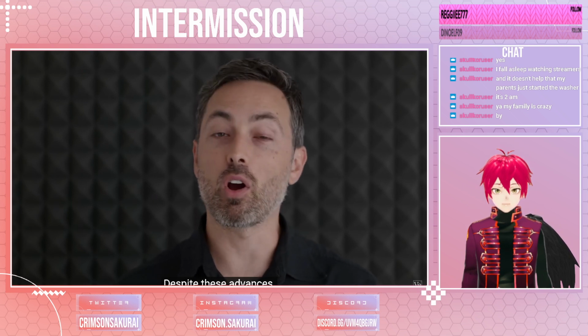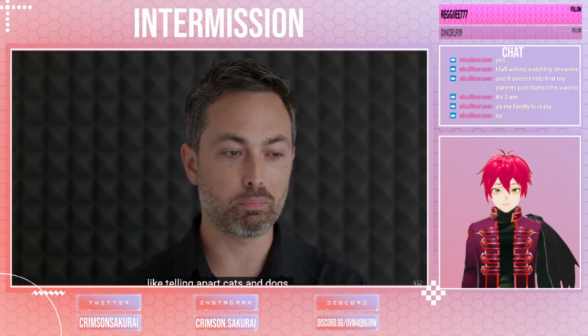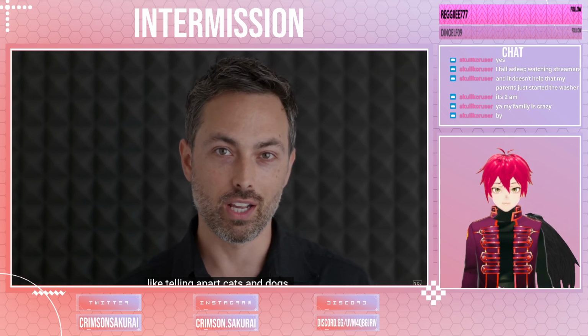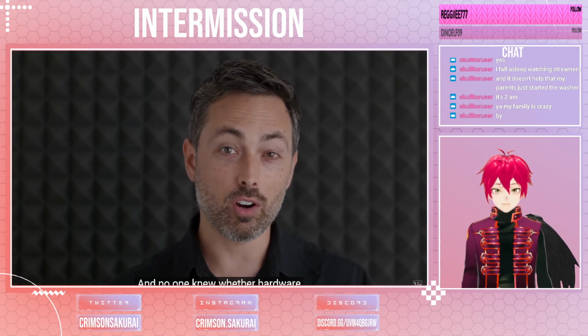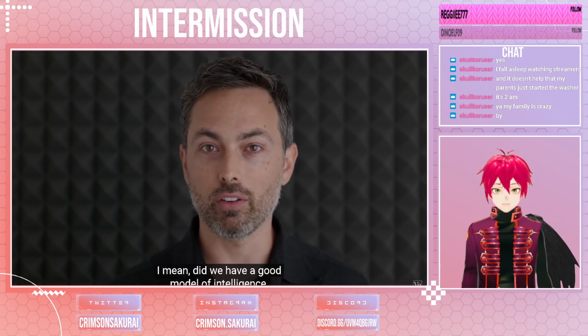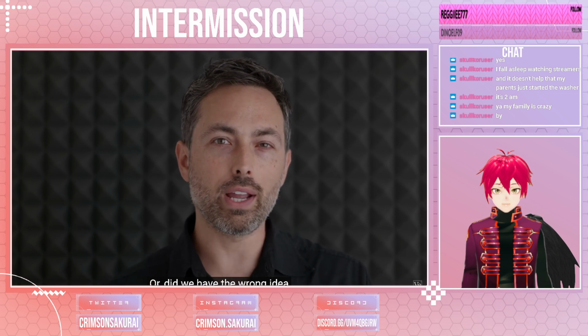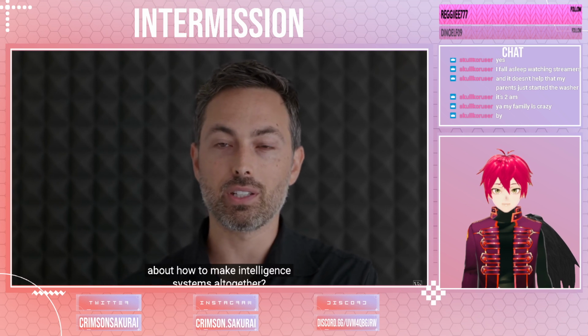Despite these advances, artificial neural networks still struggled with seemingly simple tasks, like telling apart cats and dogs. And no one knew whether hardware or software was the weak link. I mean, did we have a good model of intelligence, we just needed more computer power? Or did we have the wrong idea about how to make intelligent systems altogether?